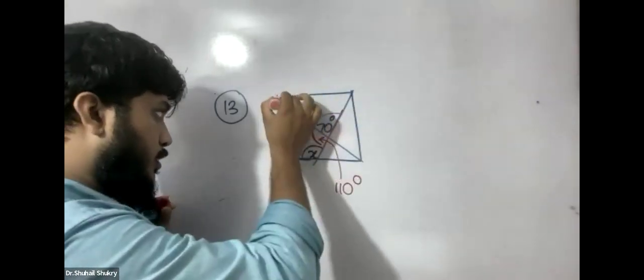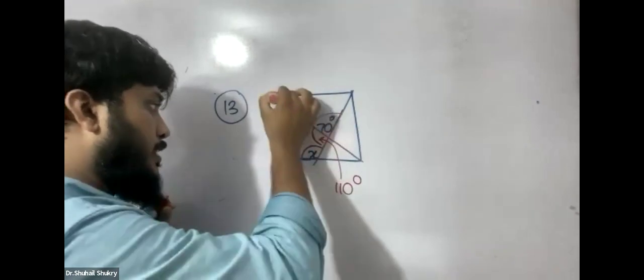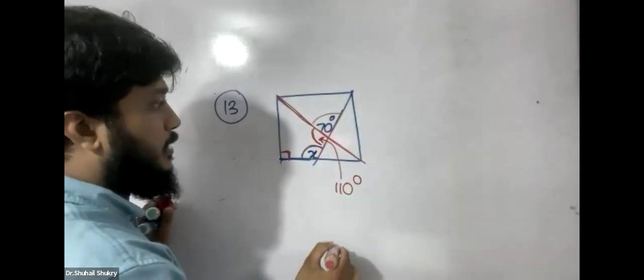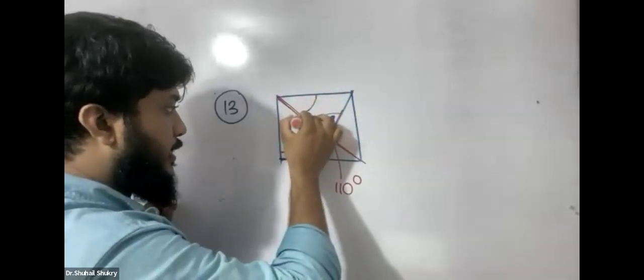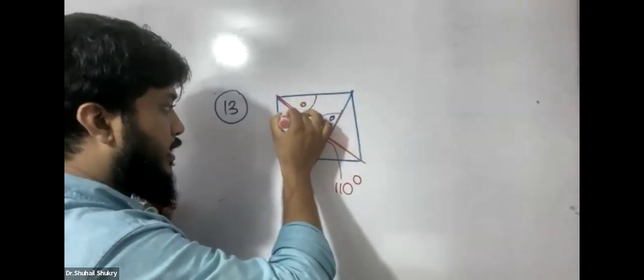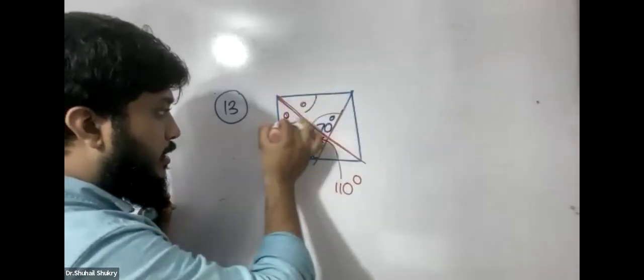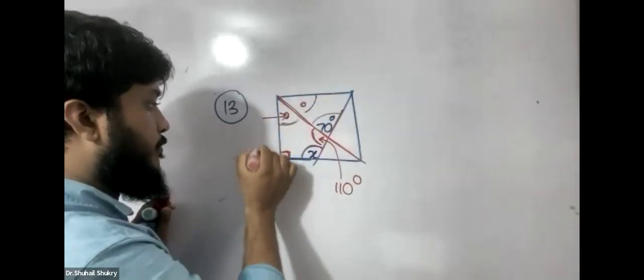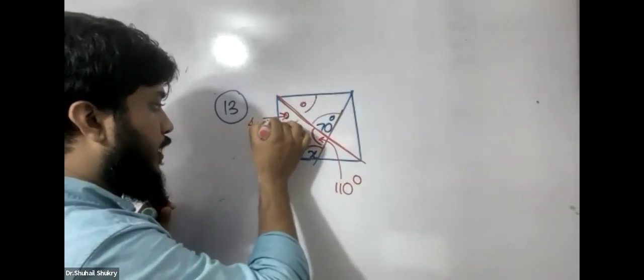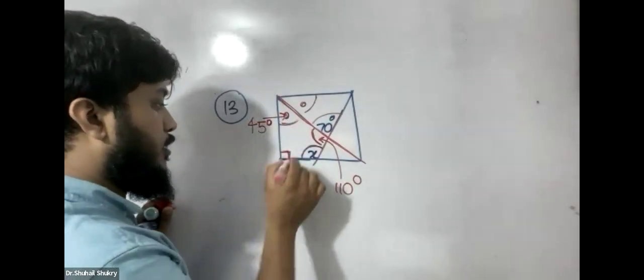You guys know squares have diagonals. What is the rule for a square's diagonal? A square's diagonals bisect each other. Again, this angle and this angle both are equal. So 90 degrees, if you divide equally, how much is this? 45 degrees.